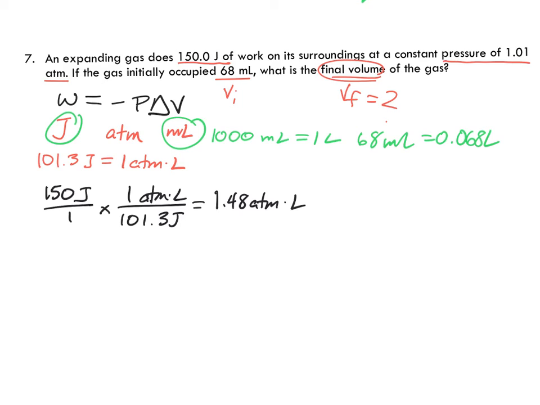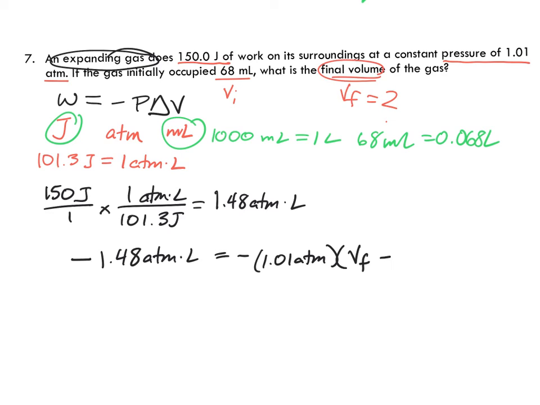In this particular problem, the gas is expanding. That means it is doing the work. So work will actually be a negative 1.48 atm liters. And that will be equal to negative, the pressure is 1.01 atm, times VF minus V initial, where VF is what we're trying to find and V initial is 0.068 liters.